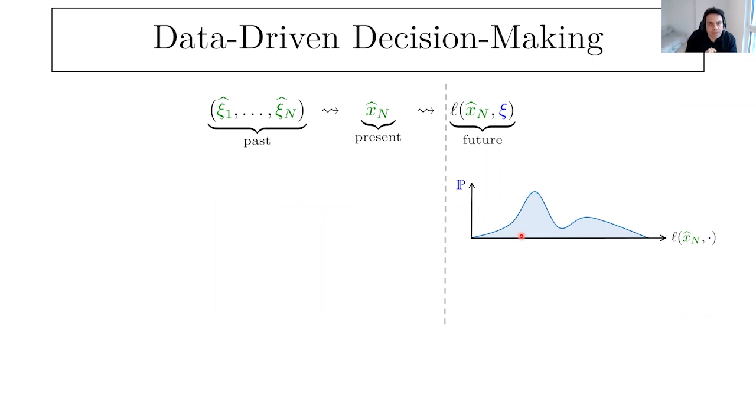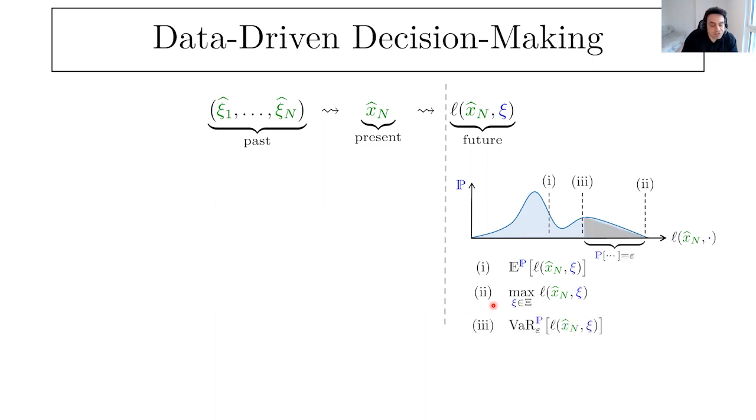Arguably, the most popular one is expected loss. So you look at the expectation of the loss in the future. This is the most popular one in the statistical learning literature. You can take a perhaps most conservative perspective and look at the worst case loss in the future. That's basically at the end of the tail, the worst case scenario that you may face. And then there is a third one that I would like to highlight, which people in OR, operations research, call value at risk.